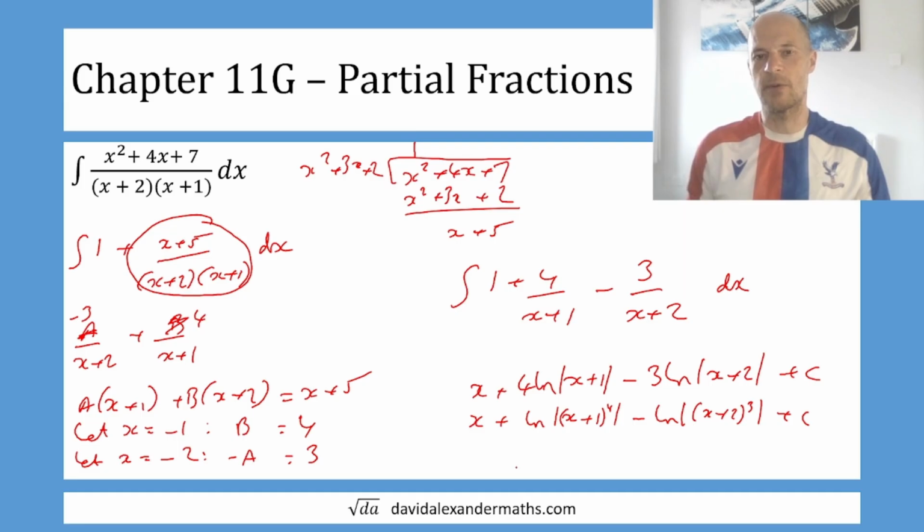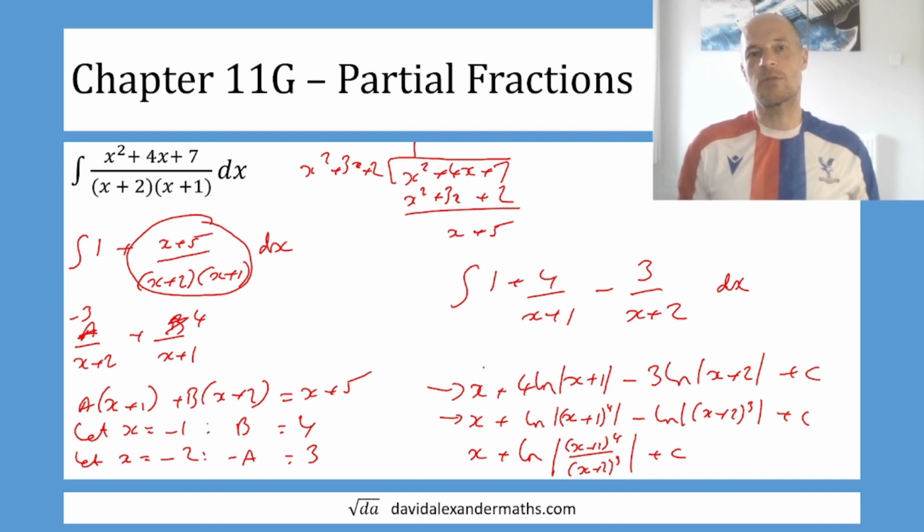And because we're taking away, we can just do division. So let's combine these two logs together. So that's going to be the ln of (x + 1) to the power of 4 divided by (x + 2) cubed plus c. That's if you want to tidy it up, but you can leave it like this or like this if you prefer.